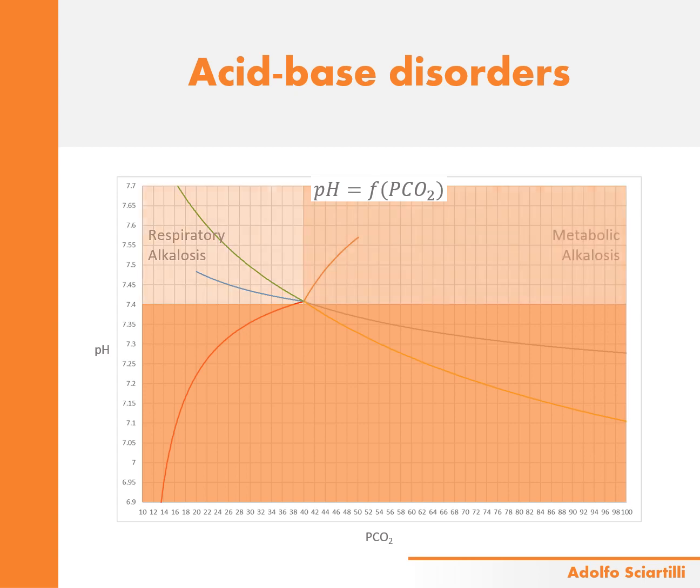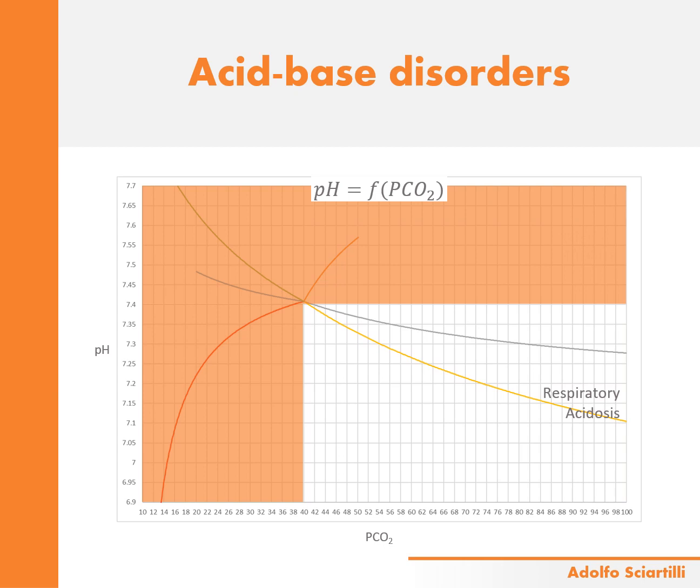In the right upper frame, there comes a metabolic alkalosis. Both the pH and the pCO2 are high, due to elevated bicarbonate levels. In the right lower frame, you see a respiratory acidosis. The pCO2 is primarily high, thus lowering the pH.